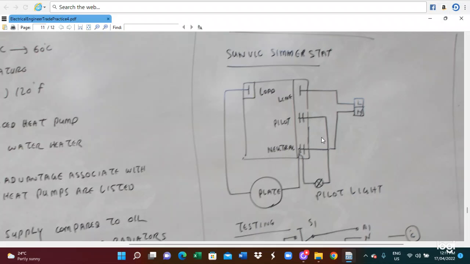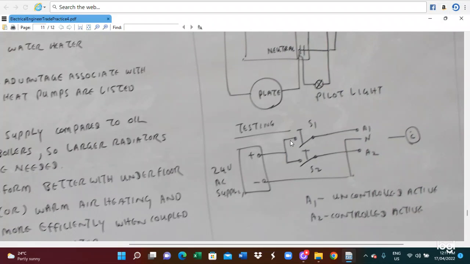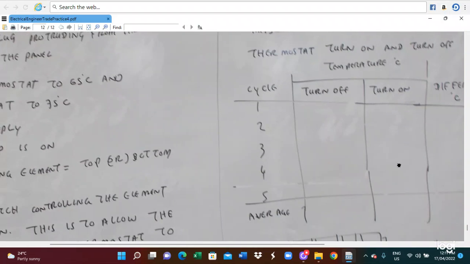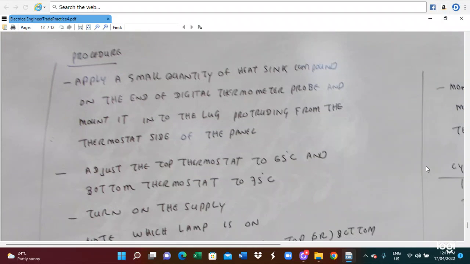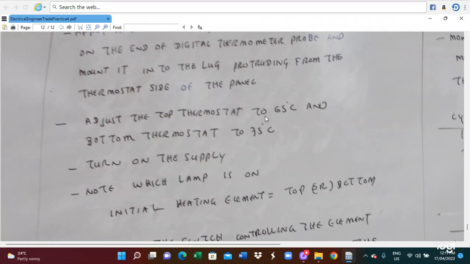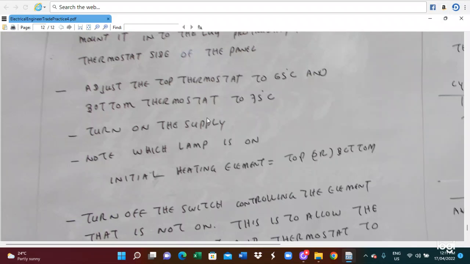So this is the thermostat connection and the testing diagram. How do we design the test? Apply a small quantity of heat sink compound on the end of the digital thermometer probe and mount it on the panel on the thermostat side. Adjust the top thermostat to 65 degrees centigrade and the bottom to 75 degrees centigrade.